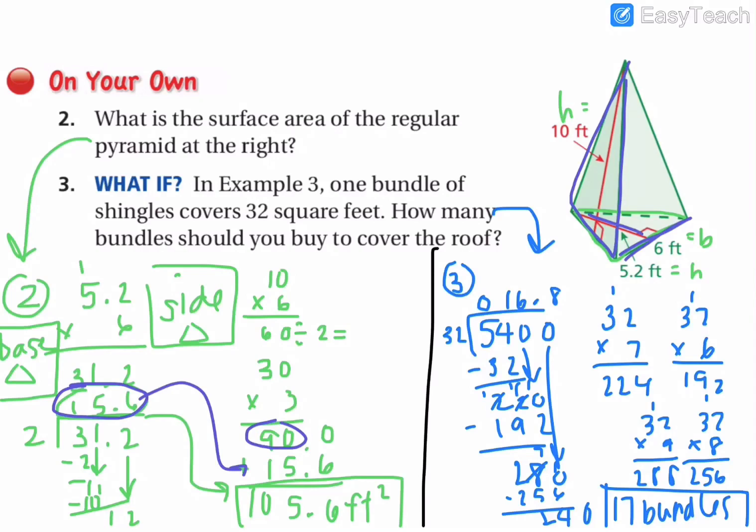And then for number 3, again, I am just dividing. Really, all you have to do on this one, no new surface area work, but just figuring out how many times 32 is going to go into 540. I stopped at 16 8/10. I didn't even really have to go to the 8/10 part to know that it was going to be 17 bundles since I needed more than 16.